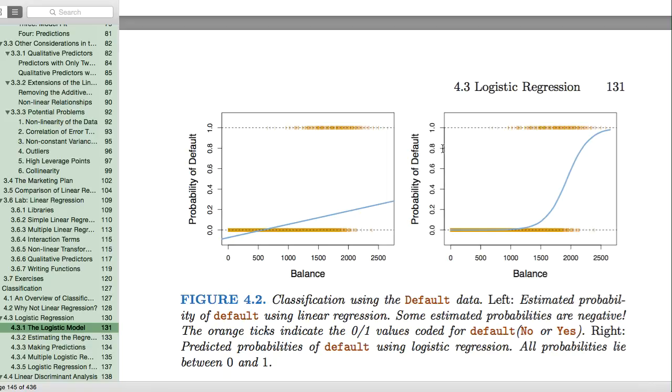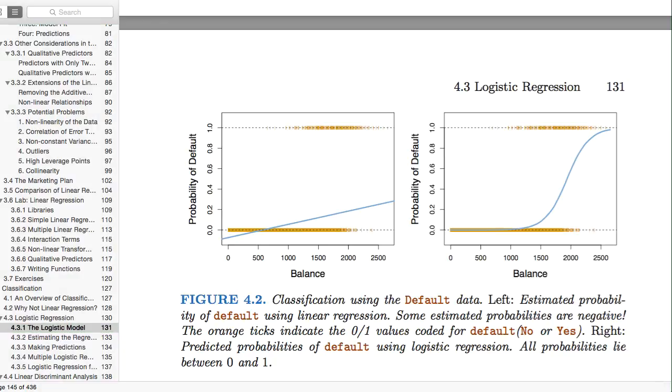And so we need some way to trap our output, no matter what our input is, no matter how small nor how large our input is. We want the output to be something between 0 and 1. And it turns out that the logistic function is good for that.